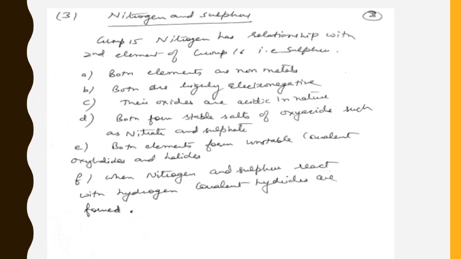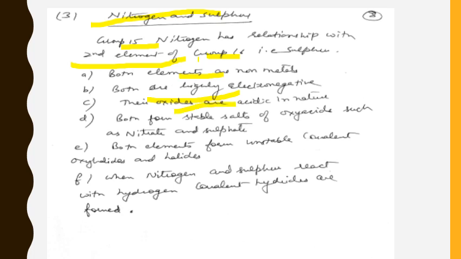The third relationship in the p block elements is nitrogen and sulfur. Nitrogen is the first element of group 15, which has a relationship with the second element of group 16, that is sulfur. And if we see their properties, both are again non-metals. They both are highly electronegative. This is again one of the properties that proves their diagonal relationship.